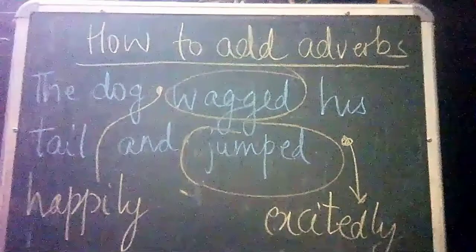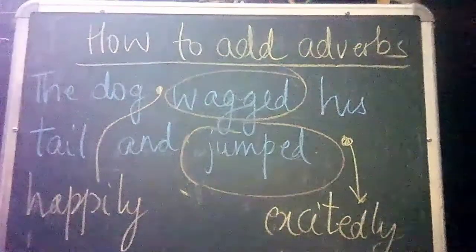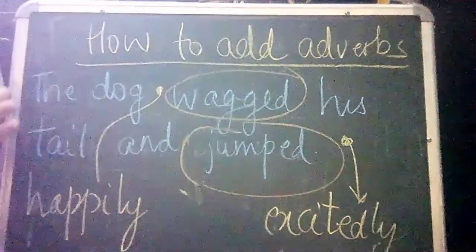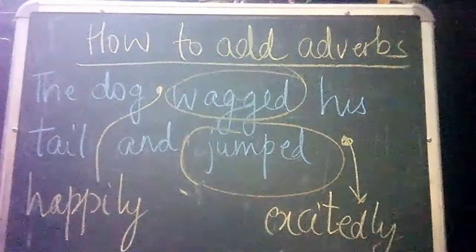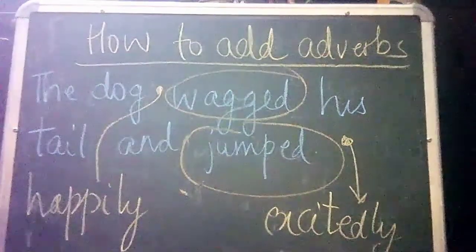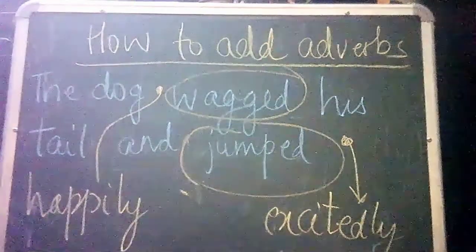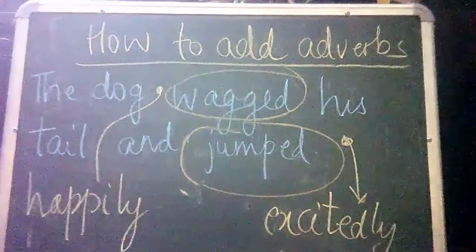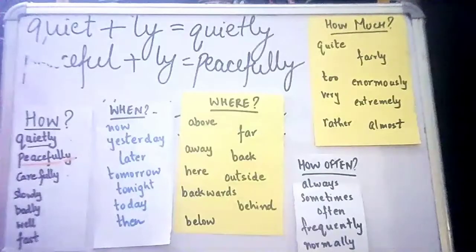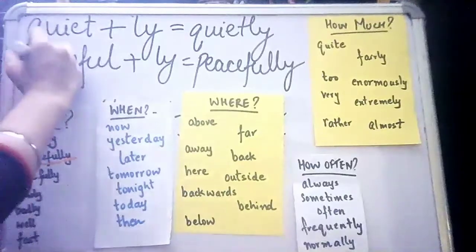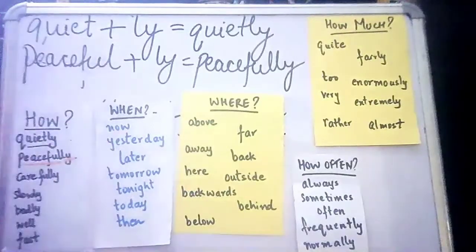So this is how we add an adverb in the given sentence. So this is just modifying the sentence which we have, and I hope you've been able to understand it. So let's quickly recap it, that we can add ly to the adjectives forming adverbs, and how, when, where, how often, and how much, they are the kinds of adverbs.